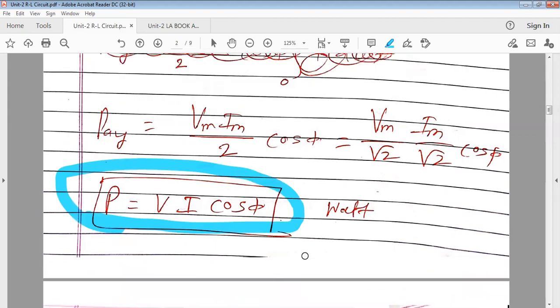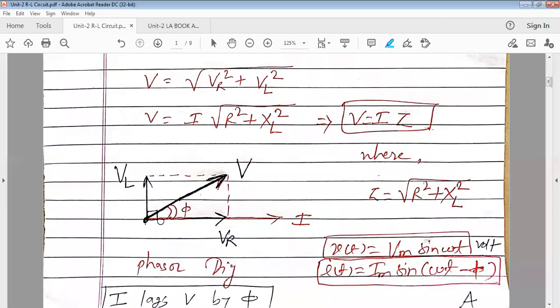Okay. Now see the voltage triangle from the phasor diagram. Along the positive real axis, it is VR. Along the positive imaginary axis, it is VL. And along the diagonal, it is V.